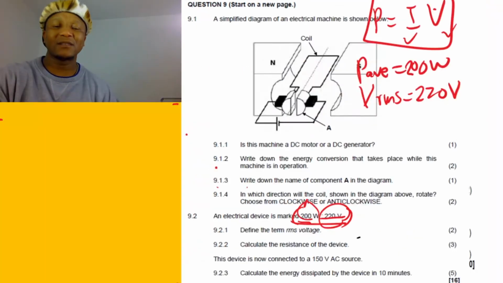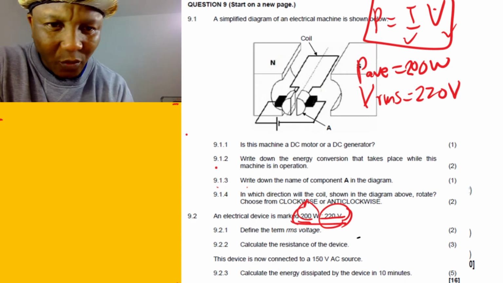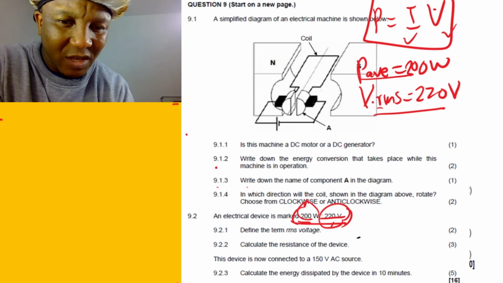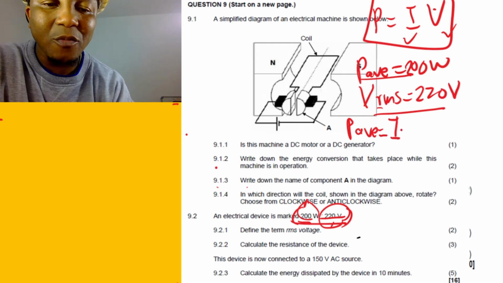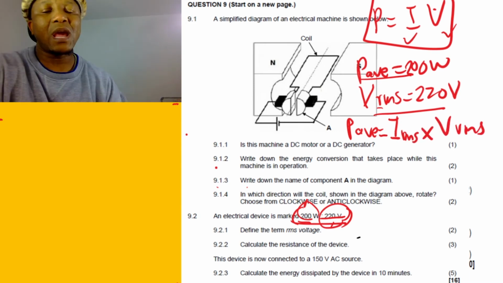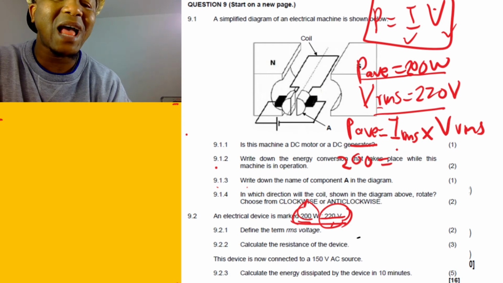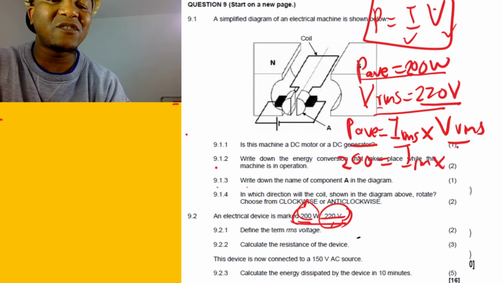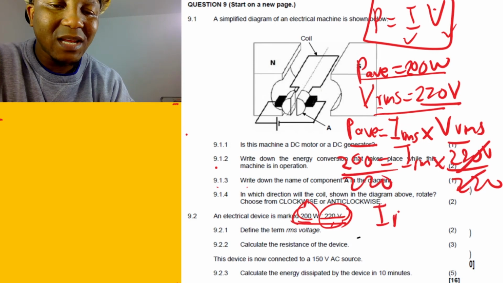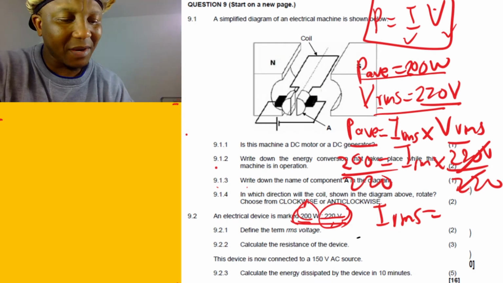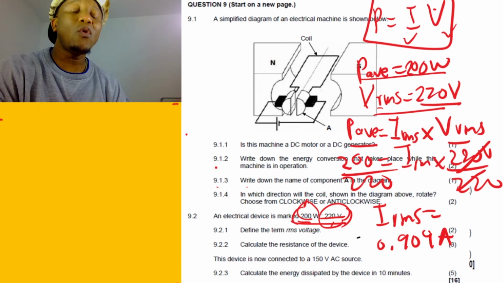So now we come back here. We have the average power and we have a potential difference. I'm going to use the formula: average power equals IV, but our current is going to be RMS, times potential difference RMS. Our power is 200 equals current, which I don't know, times 220 volt. So divide by 220. Current RMS equals 0.909 ampere.